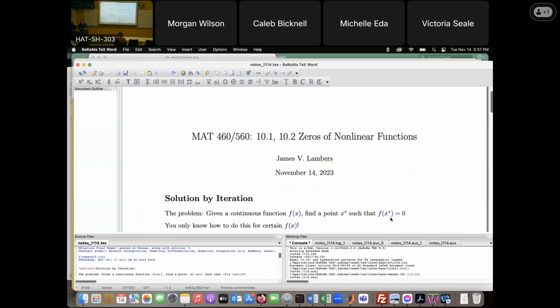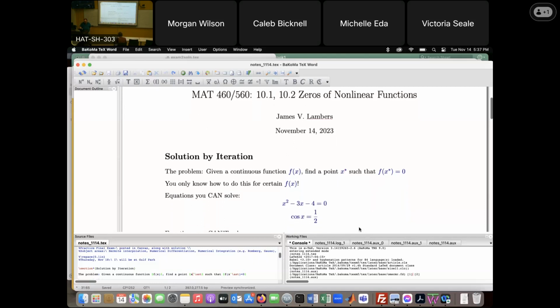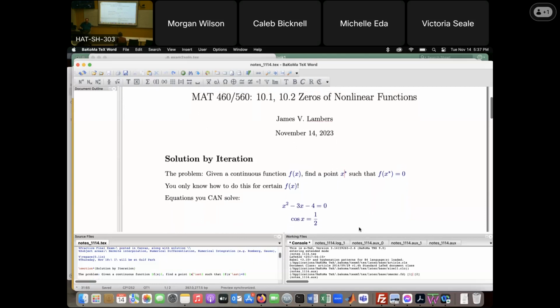In mathematics, you've all solved equations of various kinds ever since your algebra days. But the types of equations that you're able to solve on paper are a very narrow class of equations compared to the types of equations that are out there. Here are some examples of equations that y'all should be able to solve, like a quadratic equation by factoring or using the quadratic formula if necessary.